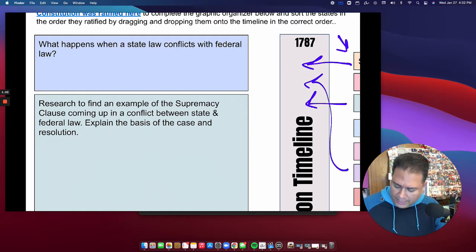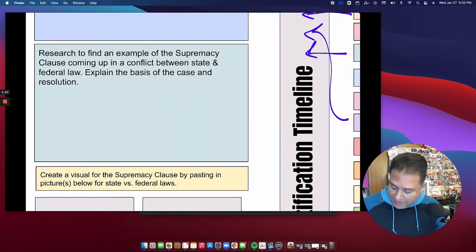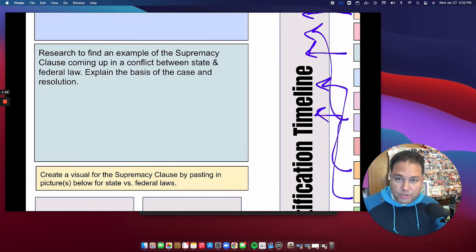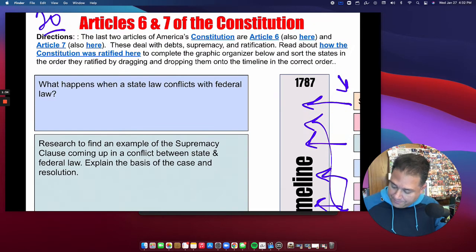in the order in which they ratified the Constitution. This is an easy Google search, but I do want you to see the timeline and rebuild the timeline of ratification, when these particular states ratified the Constitution. So you're going to do a drag and drop over here on this side.